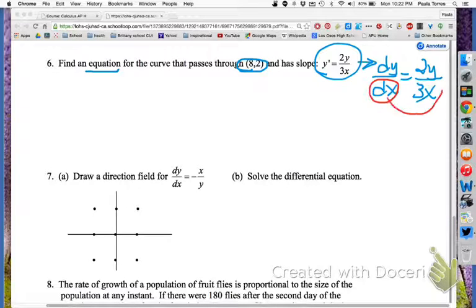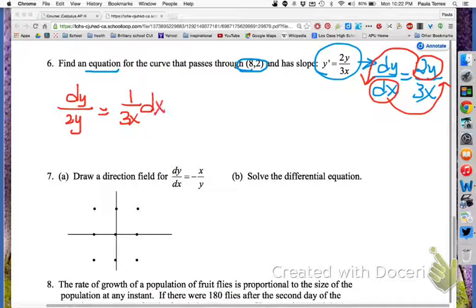dx has to go to the opposite side, and 2y will have to go over here, but it'll now be in the denominator. So it's going to be dy over 2y and 1 over 3x dx. Hope that's not too confusing about where I'm putting things. And then I'm going to integrate.